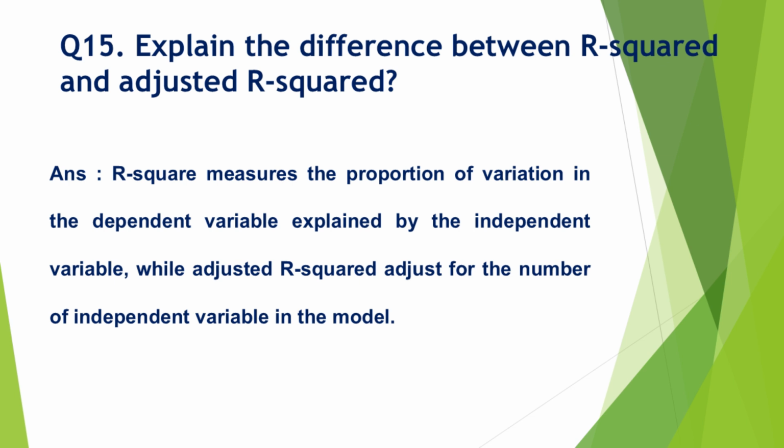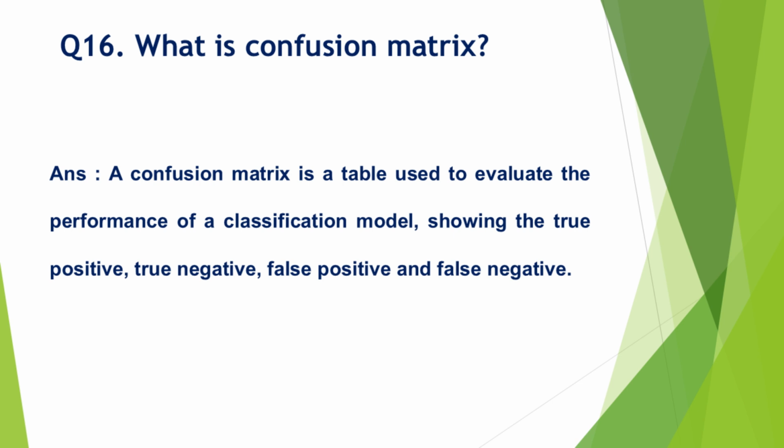Explain the difference between R-squared and adjusted R-squared. R-squared measures the proportion of variation in the dependent variable explained by the independent variable, while adjusted R-squared adjusts for the number of independent variables in the model. What is a confusion matrix? A confusion matrix is a table used to evaluate the performance of a classification model, showing the true positive, true negative, false positive, and false negative.